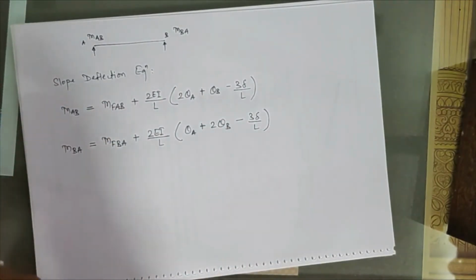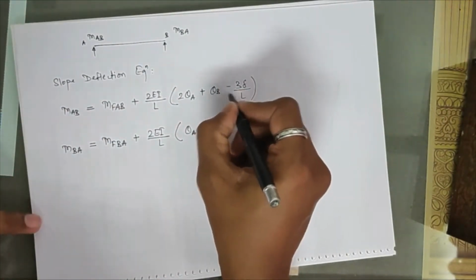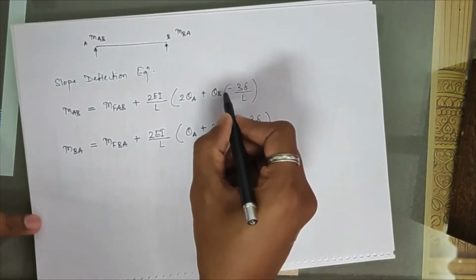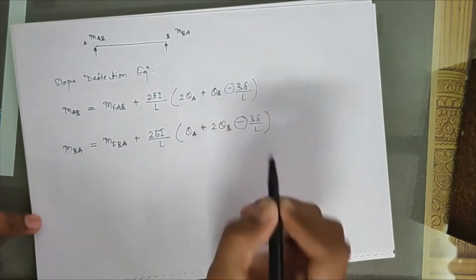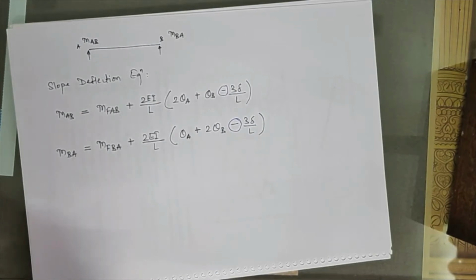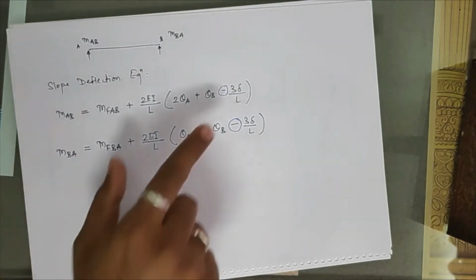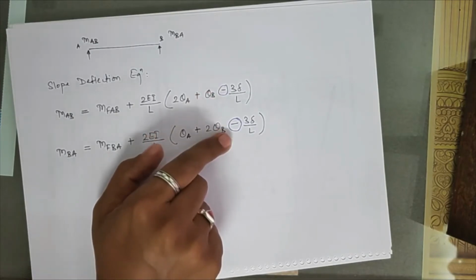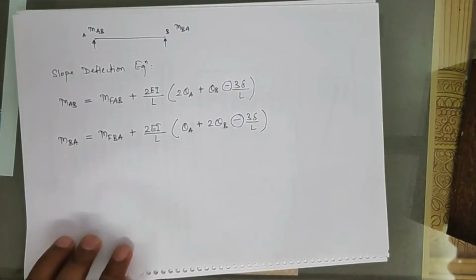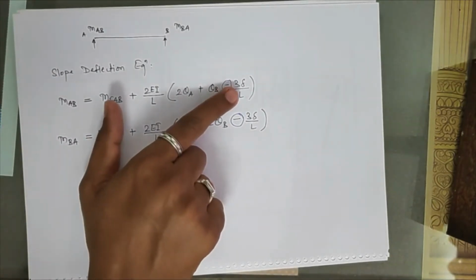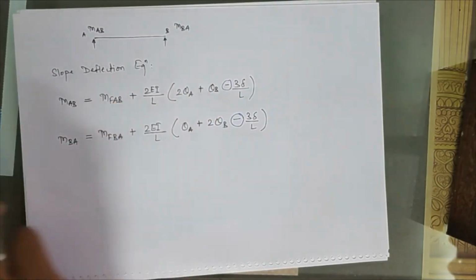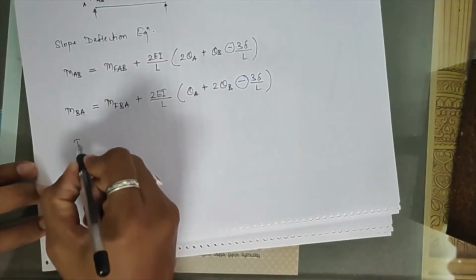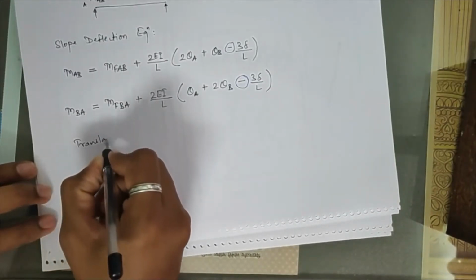Here we were having a plus or minus sign, right? But here I am just considering initially the negative sign. Depending on sign conventions, this sign will vary, that is, sometimes it will come positive and sometimes negative. So first we will see the sign conventions for this translational displacement rotation.